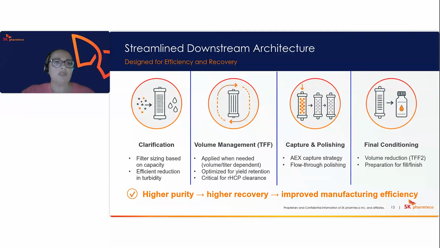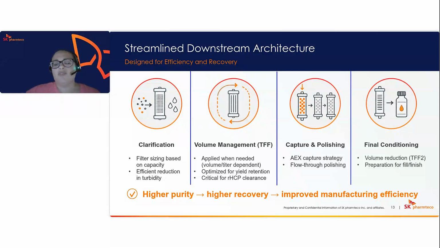So speaking of downstream, let's move on to the downstream optimization. This slide highlights the structured approach to optimizing the downstream process, starting with upfront clarification and then moving through key unit operations. The downstream process flow begins with clarification to remove cell debris and reduce turbidity. Our clarification strategy is based on turbidity from the VCD, specifically whether a single stage or multi-stage approach is required.